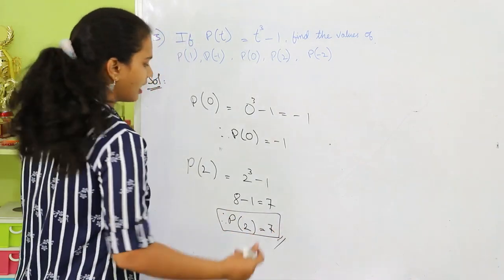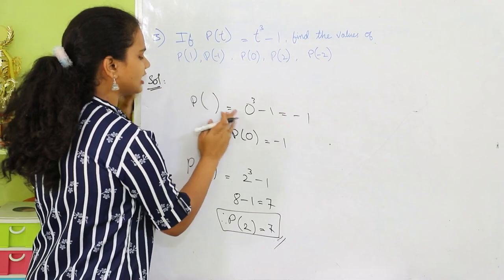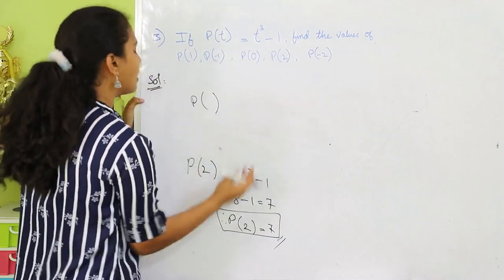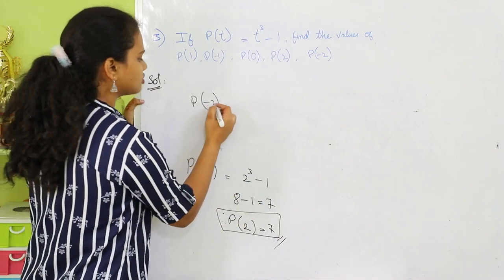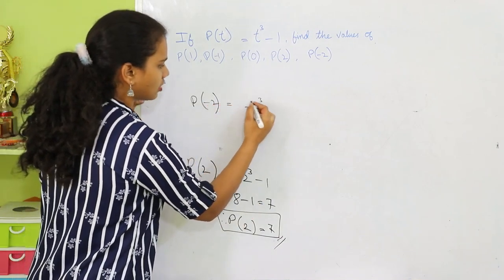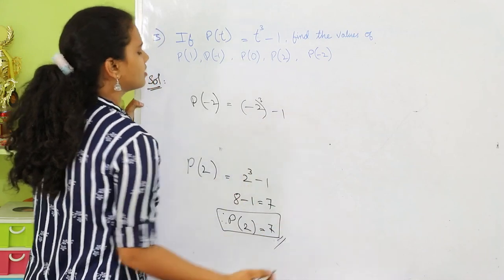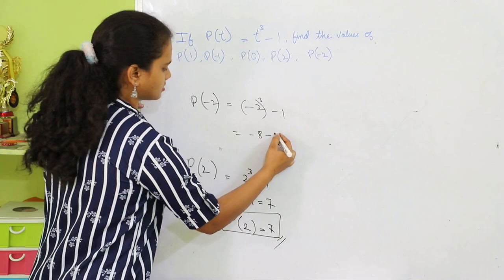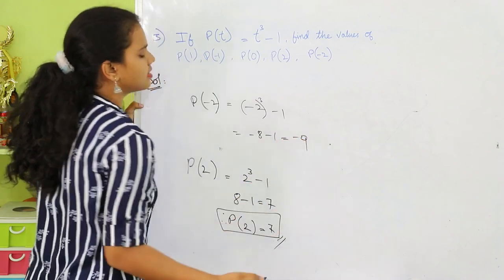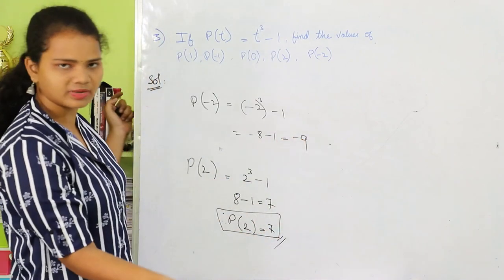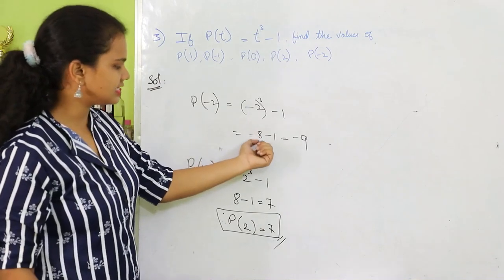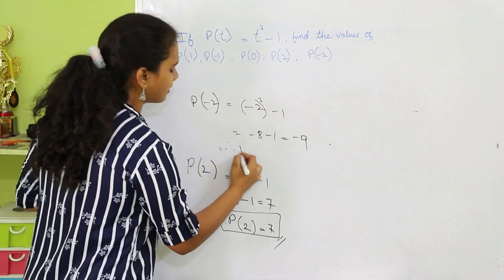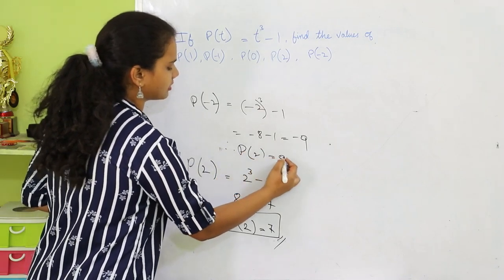Hope you understood. Now let me go for the next one where P of minus 2. We are done with P of minus 1, P of 1, P of 0 and P of 2 as well. Now let's go for P of minus 2, where P of minus 2 equals minus 2 whole cube minus 1. Minus 2 whole cube means minus 8, right? Minus 8 minus 1 gives minus 9. Minus minus plus, right? So 8 plus 1 is 9. Here we have minus, here we have minus, so that's why I have placed minus. So P of minus 2 equals minus 9.